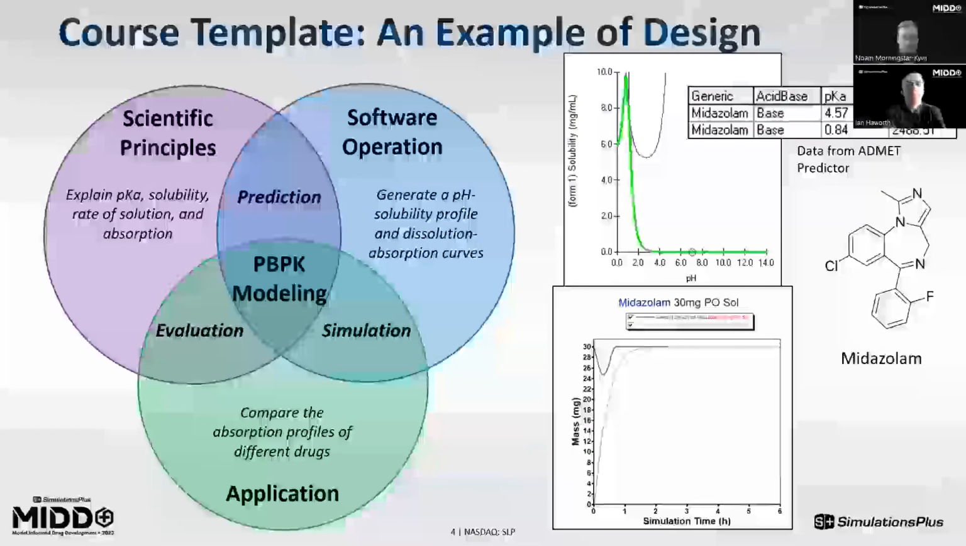you see the same Venn diagram, but this time with an example. The example here is relatively simple. The scientific principles involve pKa, solubility, rate of solution, and absorption. We're applying these principles here to midazolam, and then in the blue circle, we're going to use the software to generate, first of all, a pH solubility profile. You can see that profile in the top right of the slide.